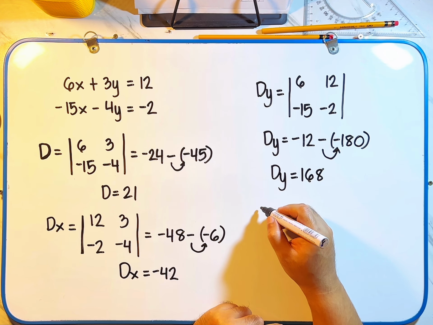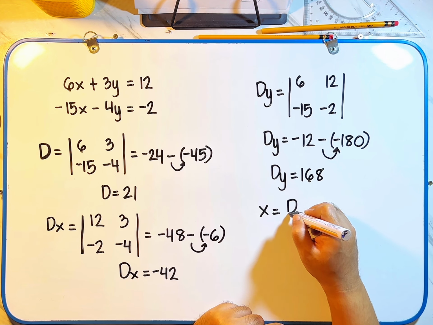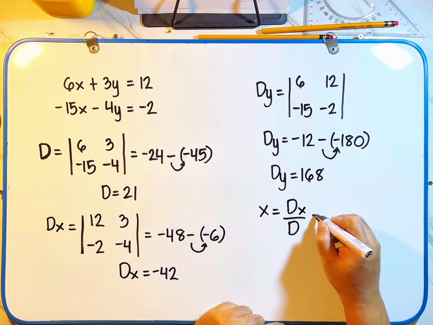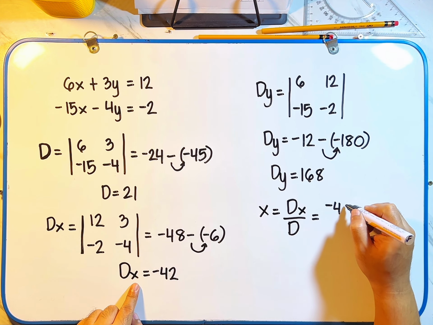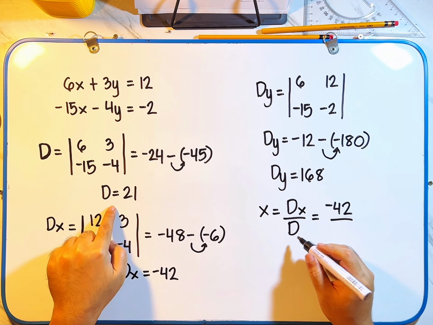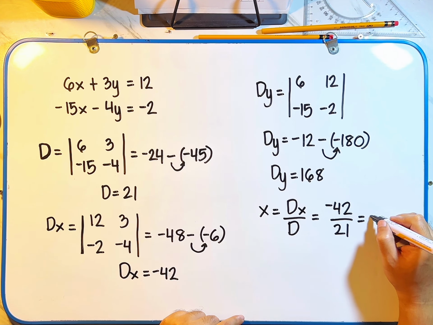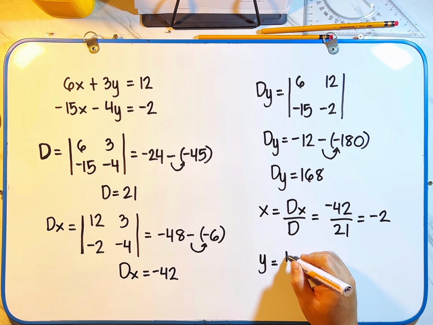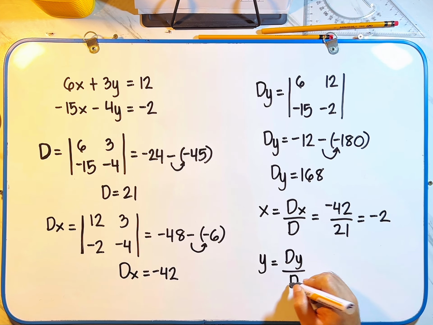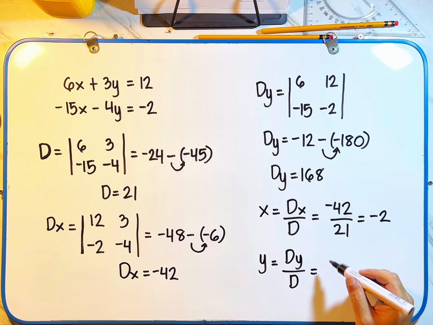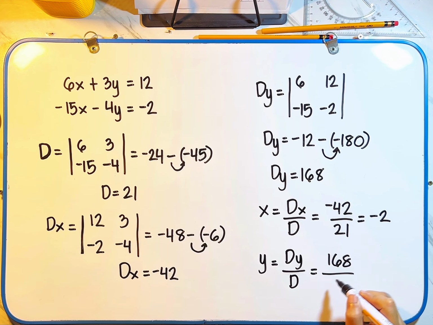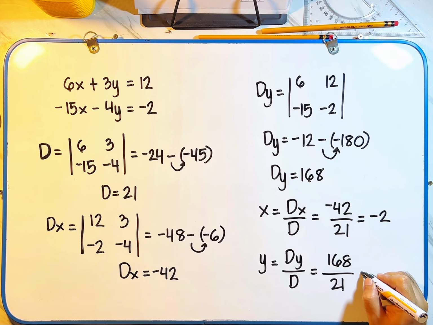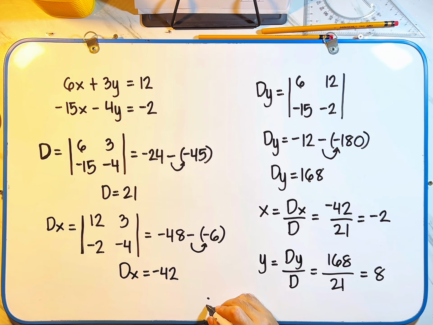Now we can solve for the values of x and y. X is equal to dx over d. Dx is negative 42 divided by d. D is 21. And this is equal to negative 2. Y, on the other hand, is equal to dy over d. Dy is 168 over d, which is 21. And 168 divided by 21, that is equal to 8. Therefore, the solution is the point negative 2, 8.